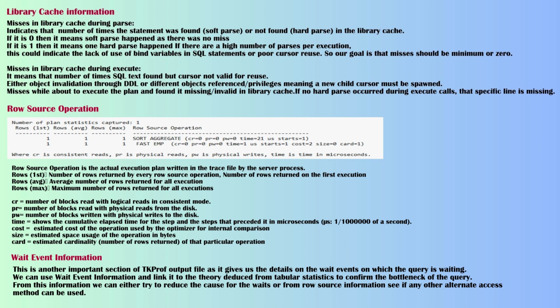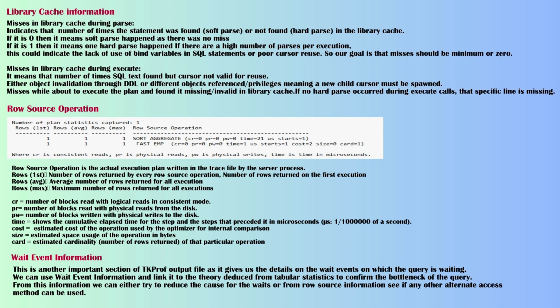Row source operation. From the tabular statistics we can understand if there is any problem with the query, and then we can refer to row source operations to see what operations are costly. Row source operation is the actual execution plan written in the trace file by the server process. Under the row source operation heading, the first thing you will see is the operation type. Example: index range scan, nested loops, select, full table scan, etc. After that, in the brackets you will find the I/O statistics.